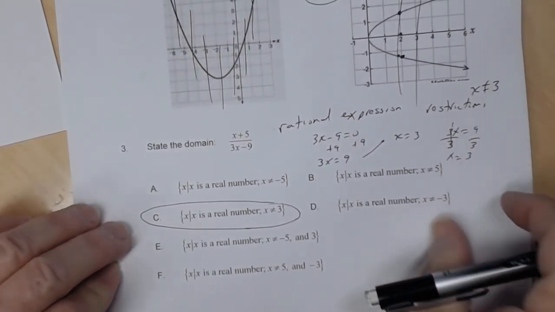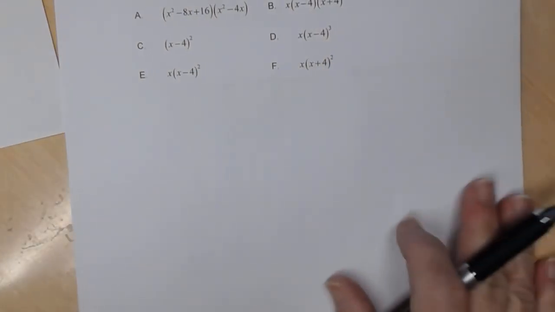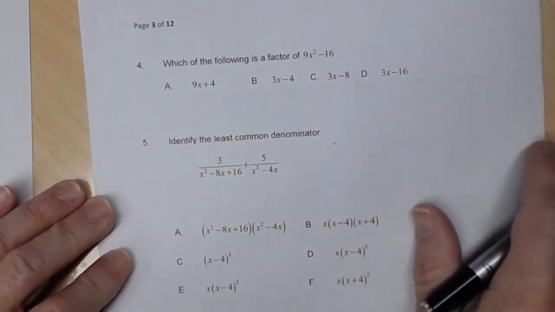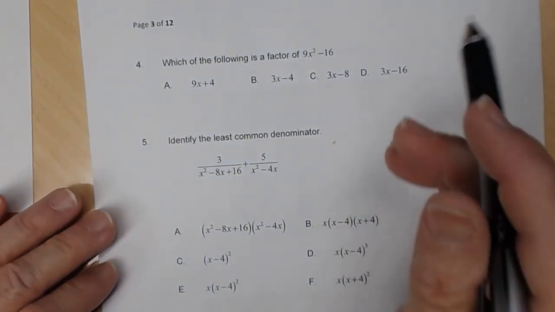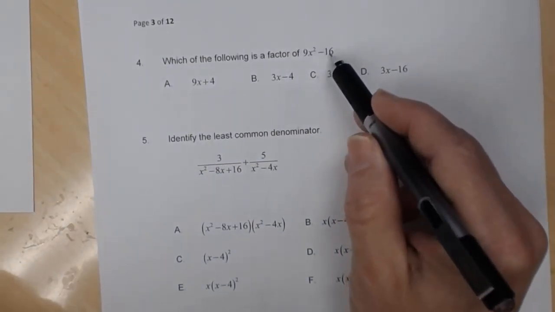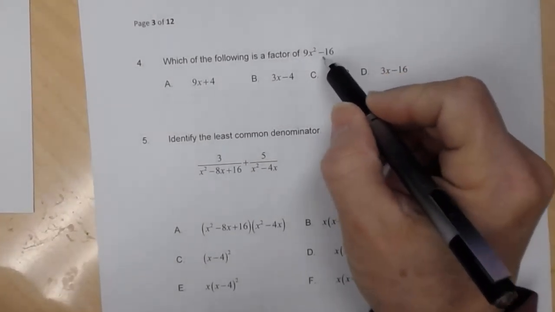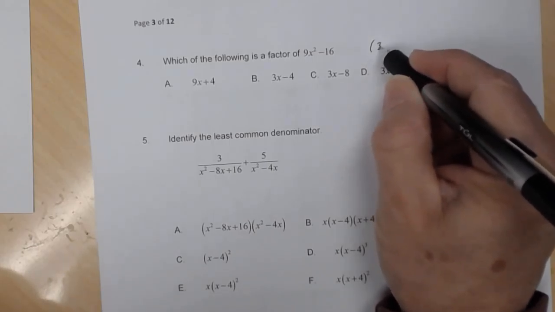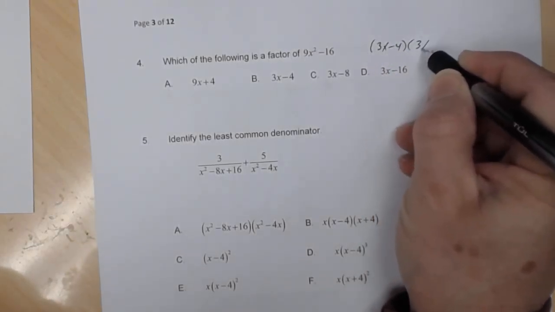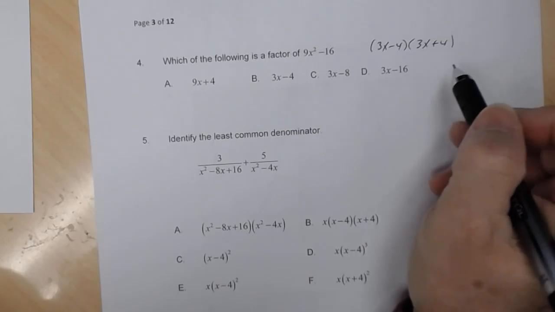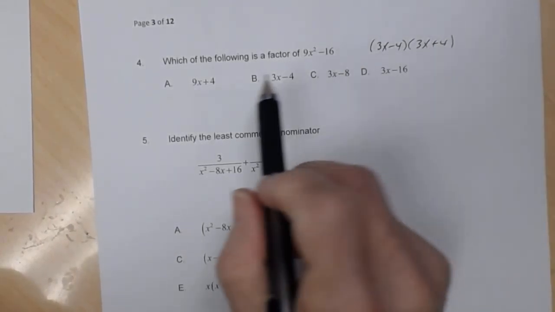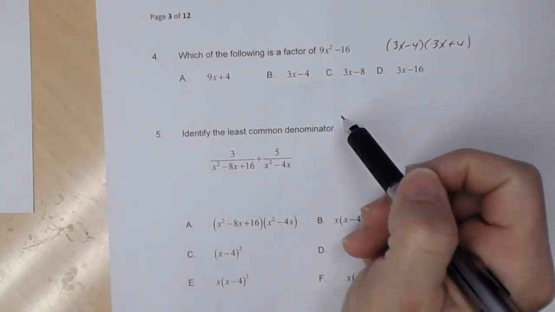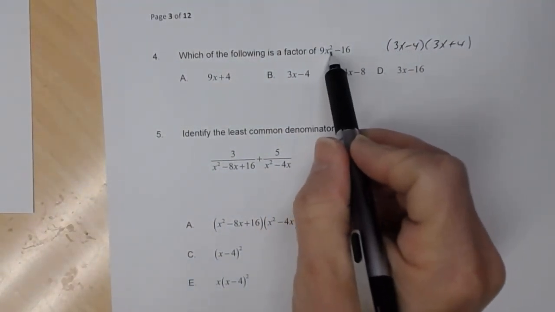Okay, number four, you have which of the following is a factor of 9x squared minus 16? All right, so basically what you had to do there was factor this polynomial. So notice that this is the difference of two squares. So I can factor this as 3x minus 4 times 3x plus 4. And so notice that these are your factors. And so the question is which one is a factor? Which one listed is a factor of this polynomial?